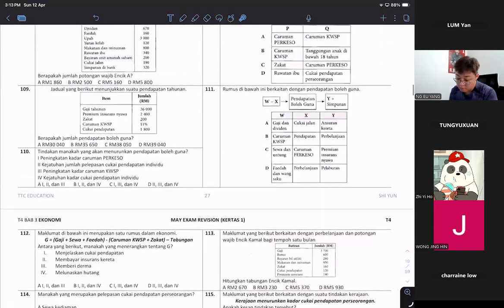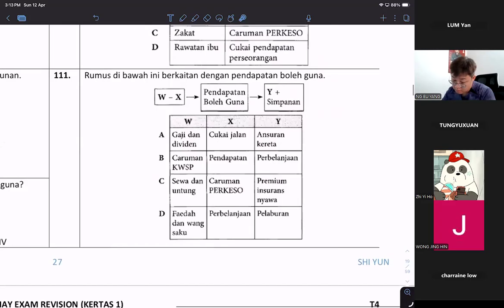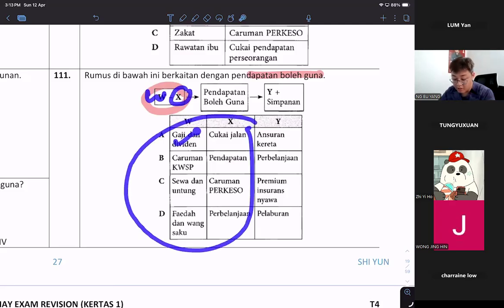111. This is PBG, right? So W minus X. So W is your pendapatan, X is your potongan wajib. So guys, which one is pendapatan? Gaji, dividen. Sewa tak untung is pendapatan produktif. Faedah and wang saku cannot, because faedah is pendapatan produktif and wang saku is pendapatan tidak produktif. So the answer is either A or C.